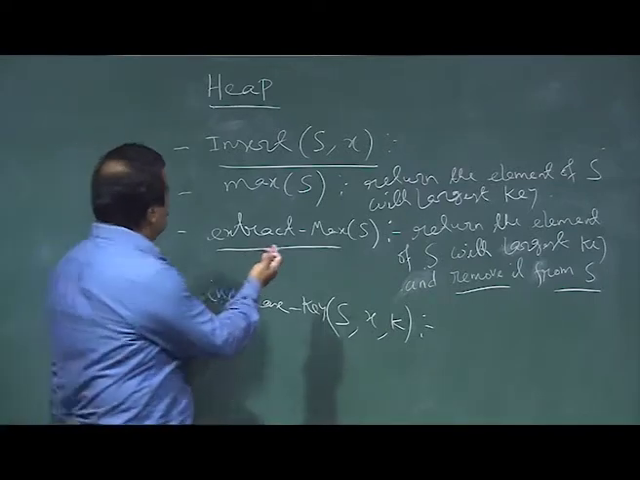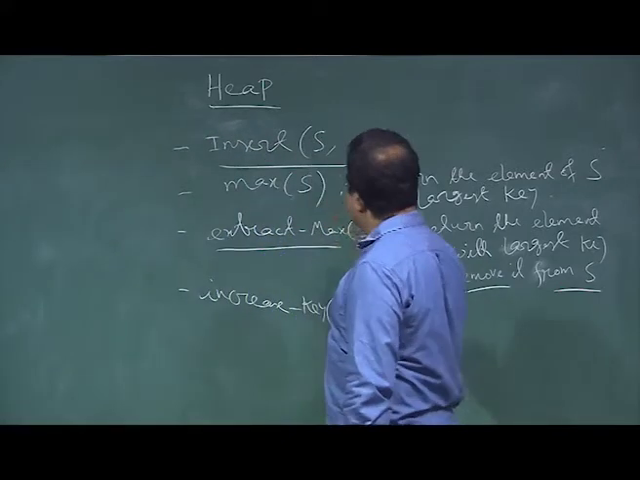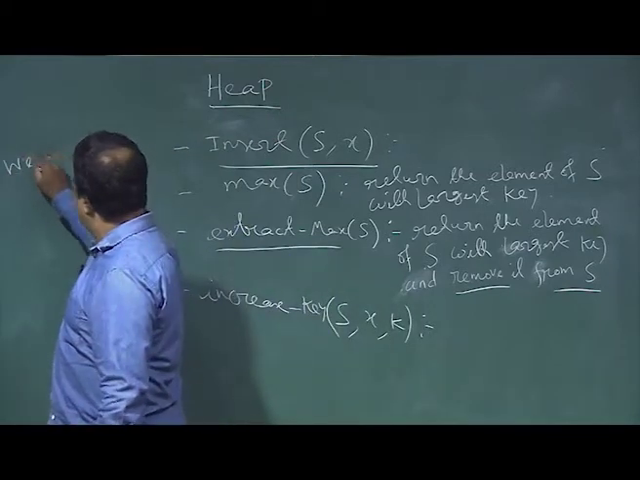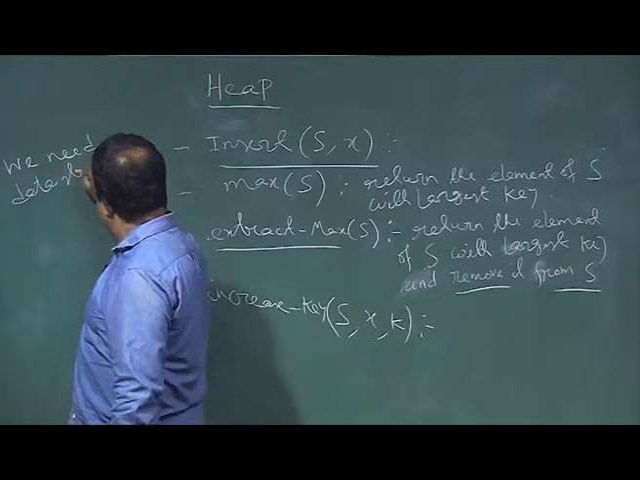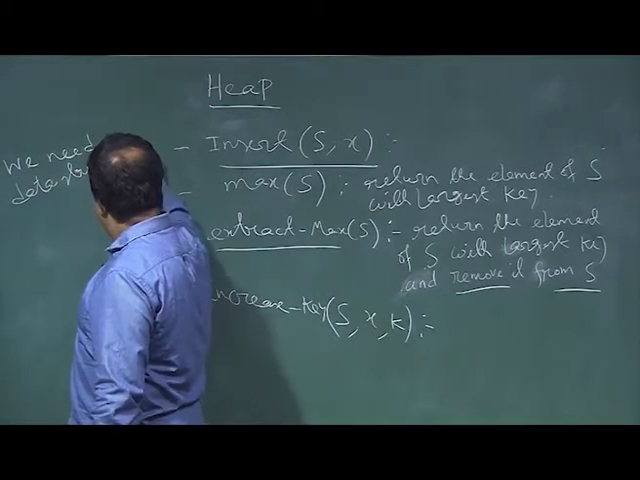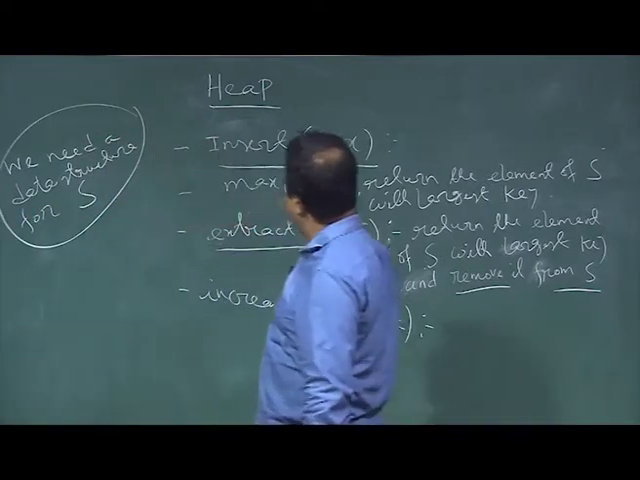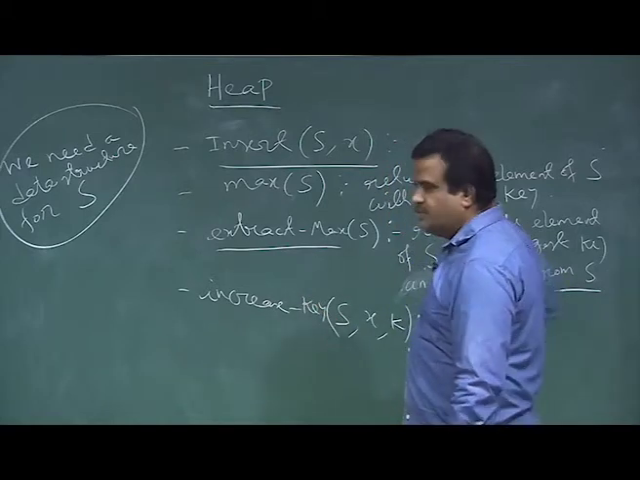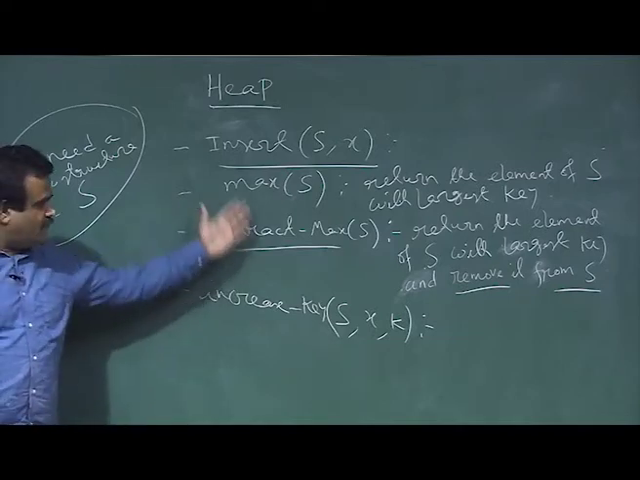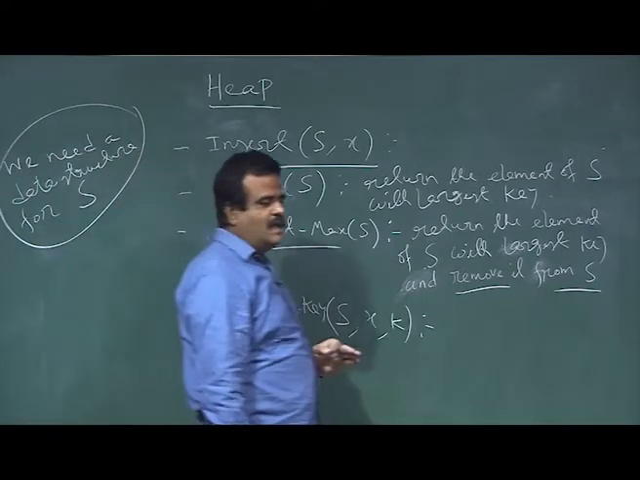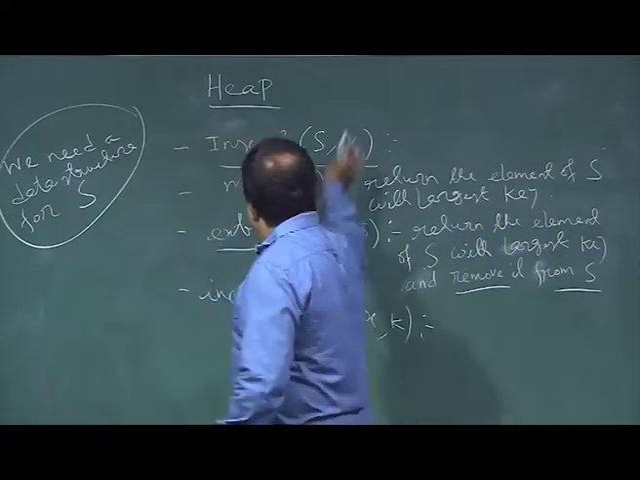Now, we need a data structure for S. That is our goal. This is called priority queue implementation. We need a data structure for this S so that we can perform these types of queries. For that, heap is the data structure which we are going to introduce.